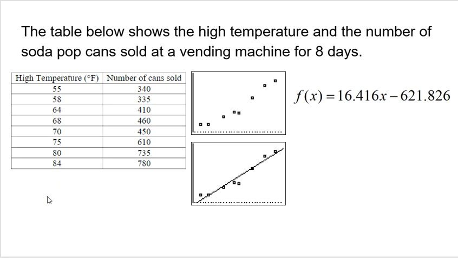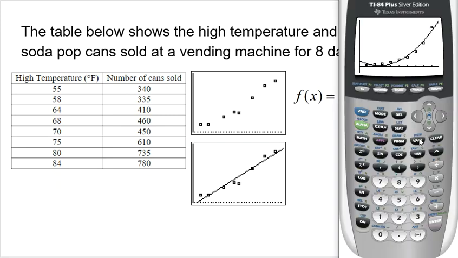So this is the one where we're looking at temperature versus the number of pop cans sold on a vending machine. So once again, now I'm starting a brand new problem. So I'm going to go stat, edit, and now I have to clear these lists out. So remember, highlight L2, clear down. Highlight L1, clear down. Don't ever hit the delete button. You'll literally delete the whole list. And start typing in the data.